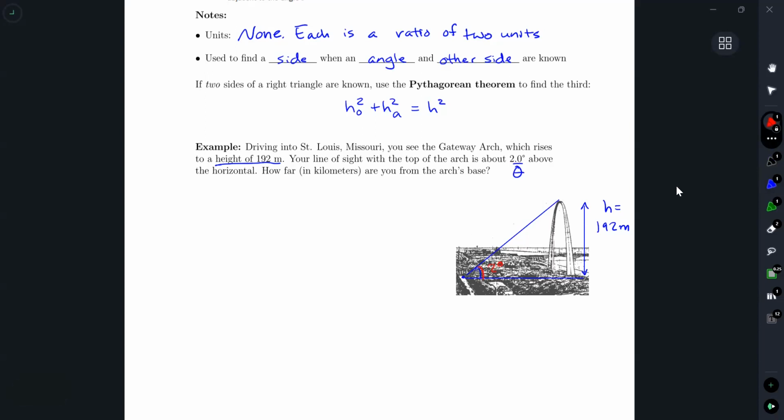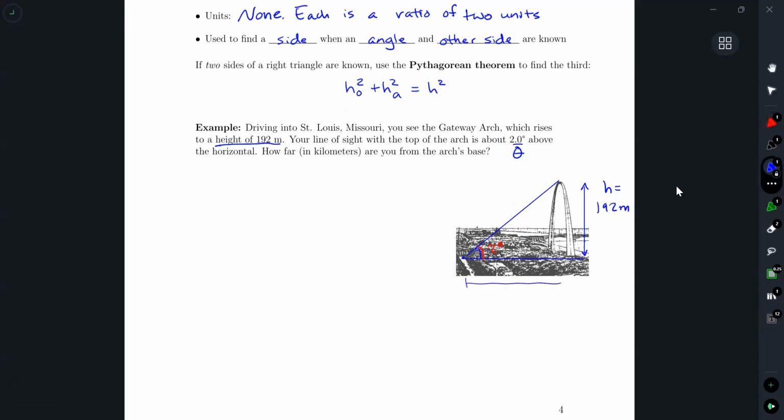You have to look up about 2 degrees. And so we want to know how far you are from the base, which I'll call the distance d. So which trig function is going to be best to find this answer? Cosine. Let's start with the cosine. So if you said cosine, what are your two sides you're trying to combine? The hypotenuse and the adjacent side.